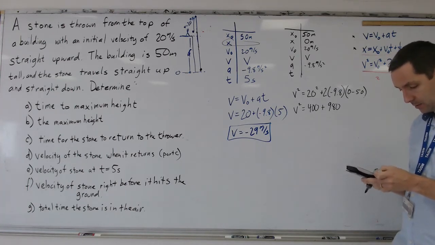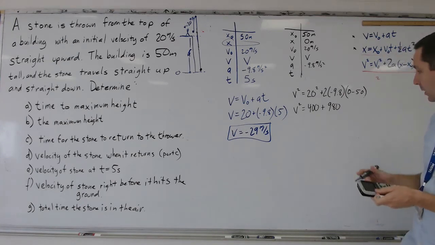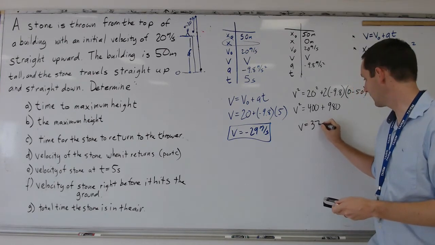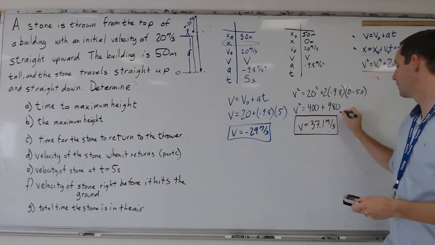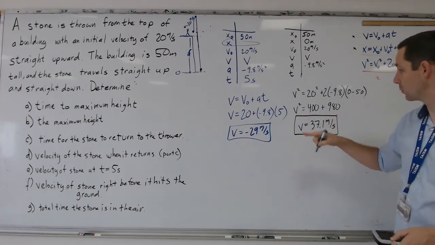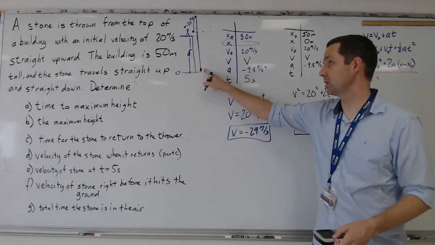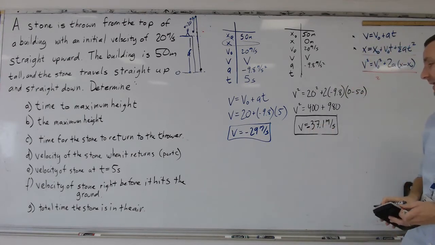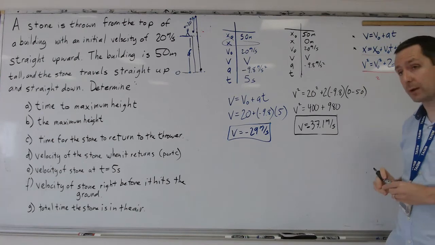And I get, there we go, 37. So I end up getting v equals 37.1 meters per second. Okay, now it is downward. Remember, when I square root, it can be positive or negative. At this point, because I know it's moving downwards, I should make sure that it has that negative 37.1 meters per second, and that'll be your final speed right before it hits the ground.